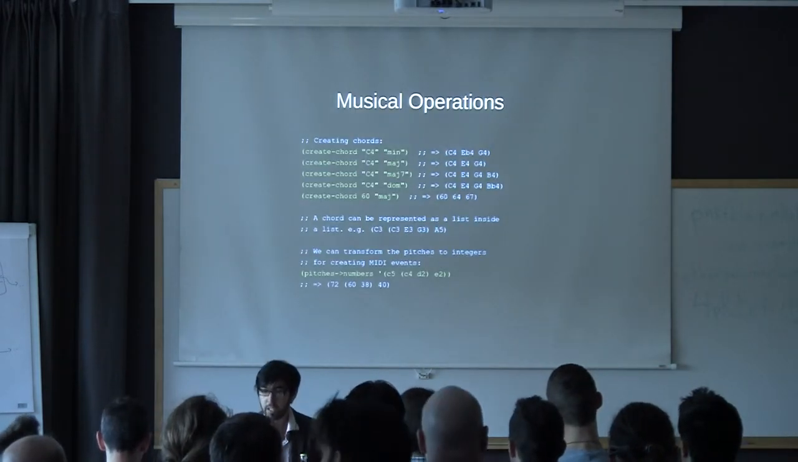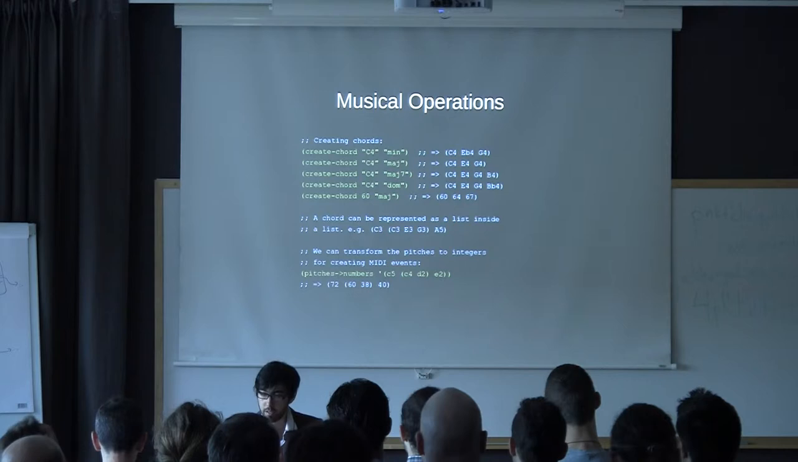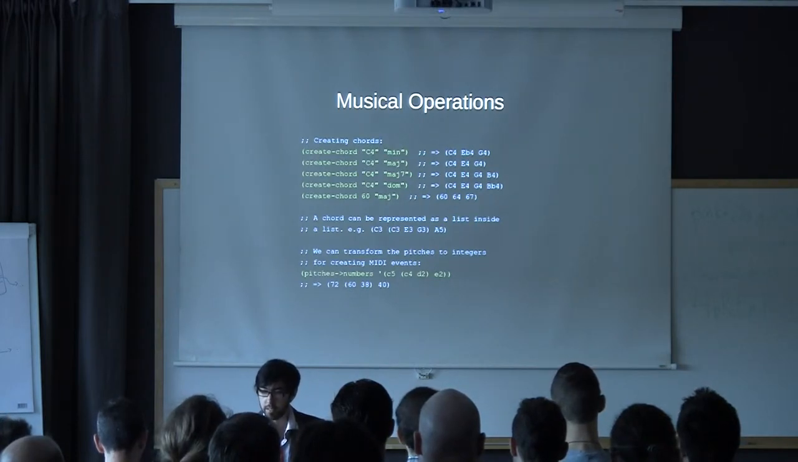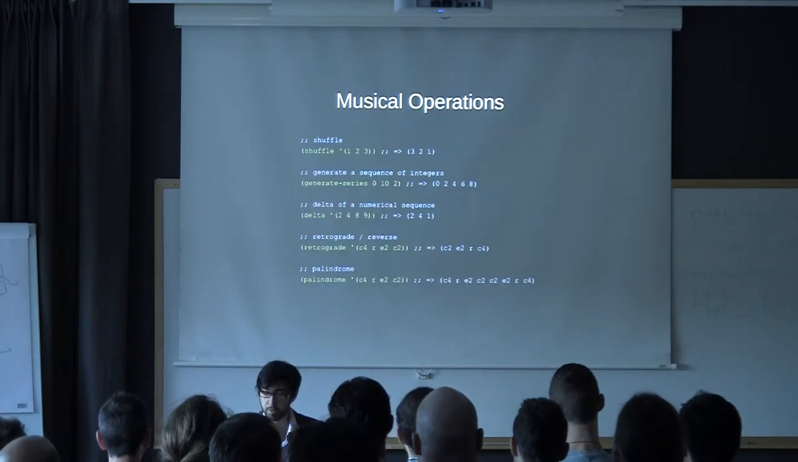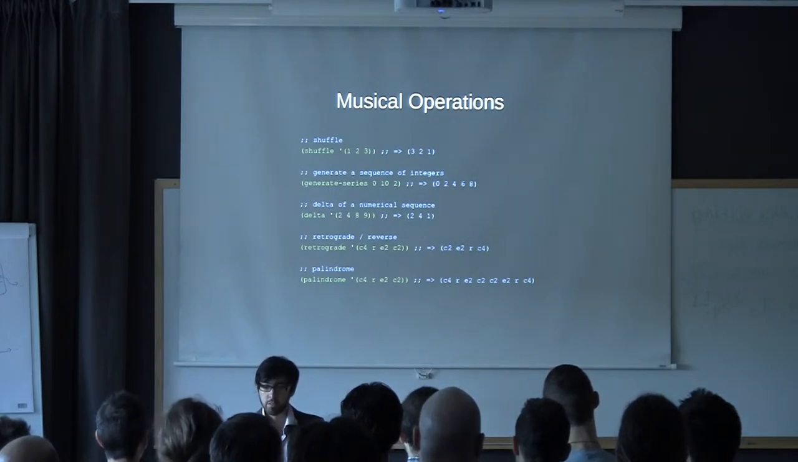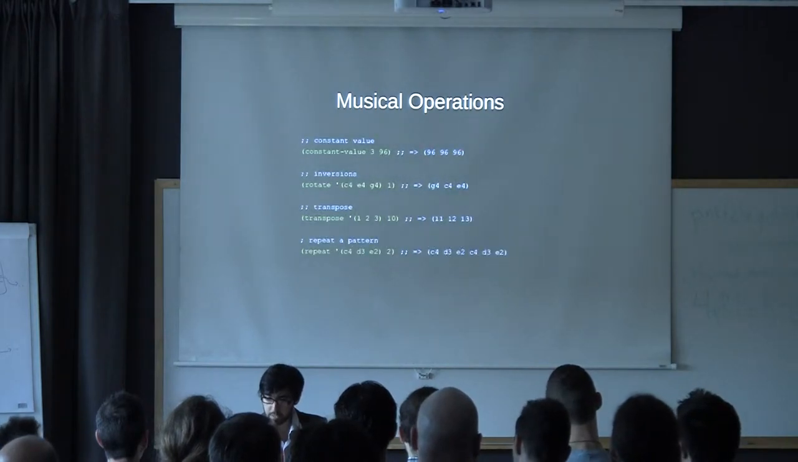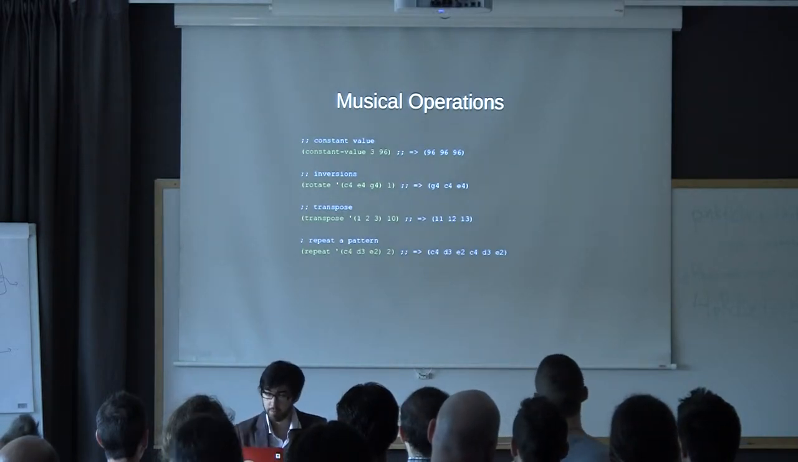Some of the musical operations you have are for creating chords. You put the notes, and you specify whether it's minor, major, major 7, or dominant, and you can also put a leading number, and it will create a list of the chord. With the pitches to numbers function, you can convert the pitches to numbers. You have the shuffle function, generate series, delta to get the intervals, retrograde motion, polygon, constant volume. For inversions, you can use rotate. You can also transpose and repeat patterns.